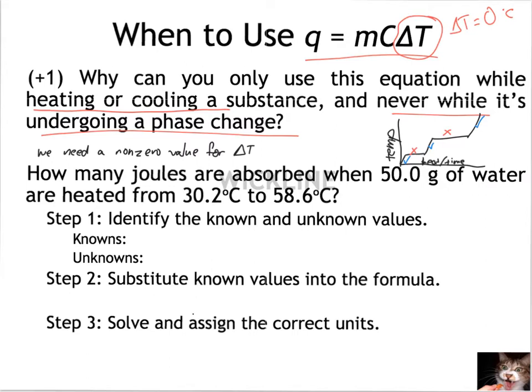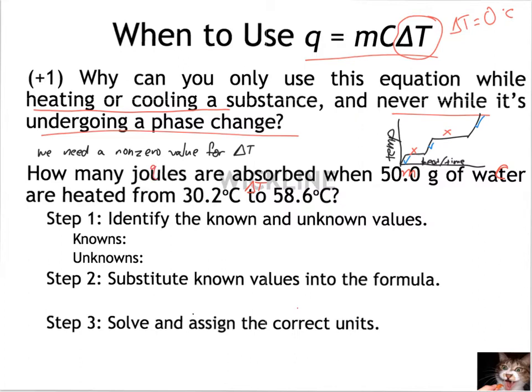This question says, how many joules are absorbed when 50 grams of water are heated from 30.2 to 58.6? And I want you to start labeling these values as you see them. So 50 grams, that's the unit for mass. When they say the word water, that means we also have the value C, specific heat capacity. These two values together will give me delta T, the change in temperature. And joules, of course, is Q. So we're looking for Q.